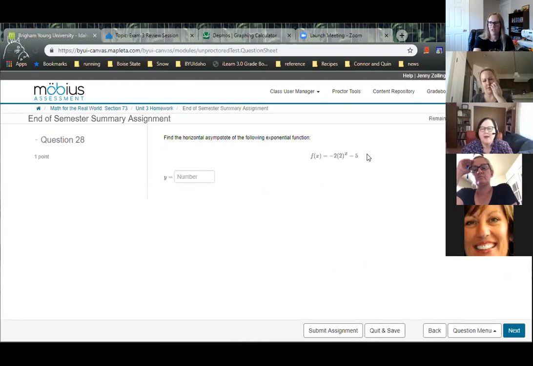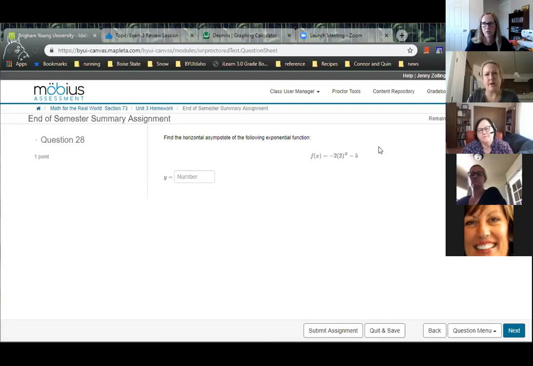Is it always going to be that last number then? Always going to be that last number. If nothing's added on or subtracted there, it's just a 0. So on the exponential, okay. I thought you said the answer was -7. -7 would be the y-intercept. This one is asking for the horizontal asymptote, so I would put y equals -5 in there.